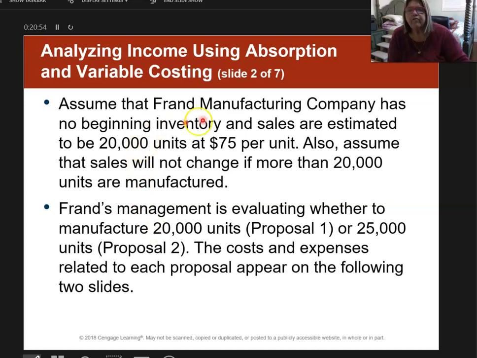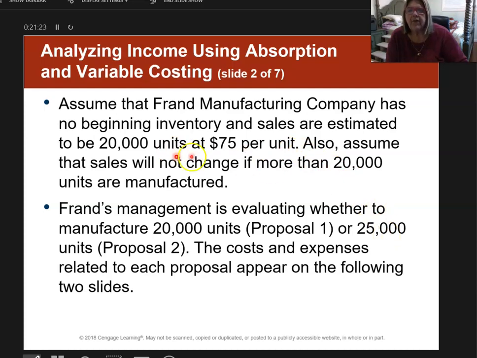So let's take a look at Fran Manufacturing. He had no beginning inventory and he estimates sales to be 20,000 units of this unit at $75. And he assumes that sales will not change if I made more than 20,000. So the goal is he's not going to make more than 20,000, because I'm not going to sell any more. Now, they're looking at two different proposals. The first proposal is this up here, 20,000 I'll make and 20,000 I'll sell. The second proposal is for 25,000.